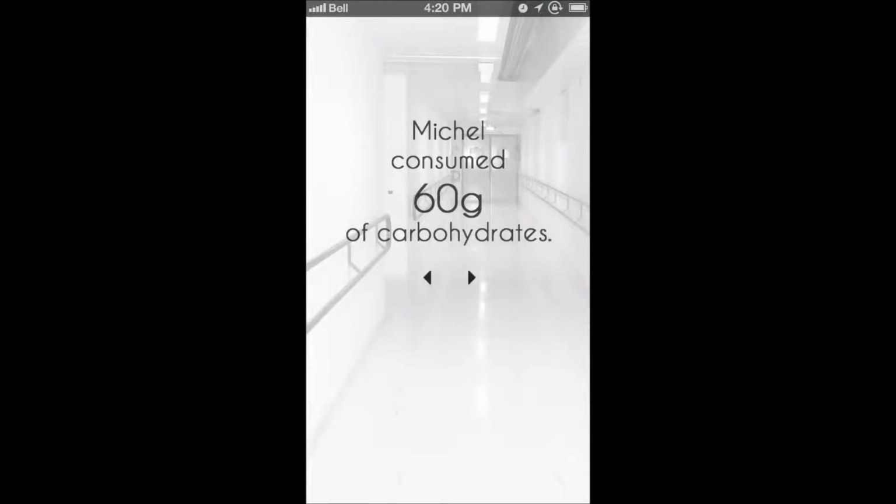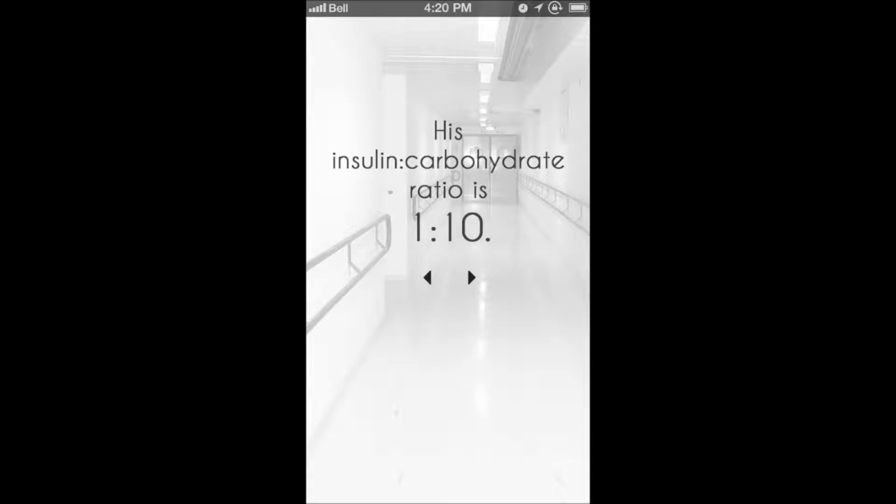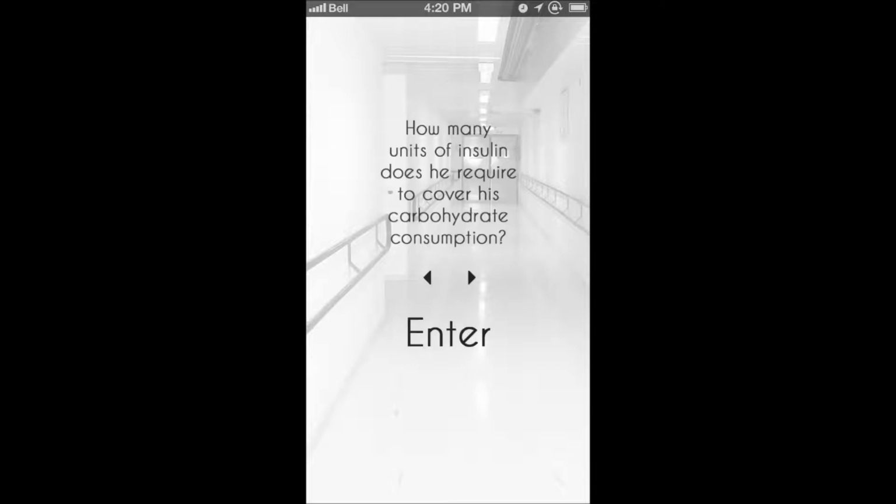The calculation question is presented in a series of screens. Michel consumes 60 grams of carbohydrates. His insulin carbohydrate ratio is 1 to 10. How many units of insulin does he require to cover his carbohydrate consumption?